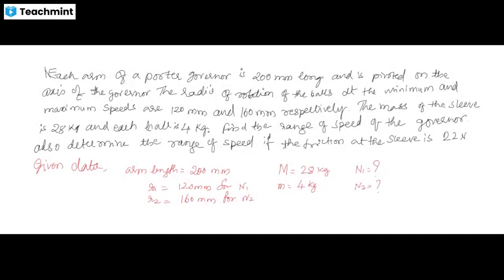This is the first case. And in the second case, after inclusion of frictional force 22 Newton, you need to find out what is the value of n1 and what is the value of n2. Okay. Requirement is clear. What you need to find out is clear. Yes. Okay. So now based on the given dimensions, you draw the diagram.